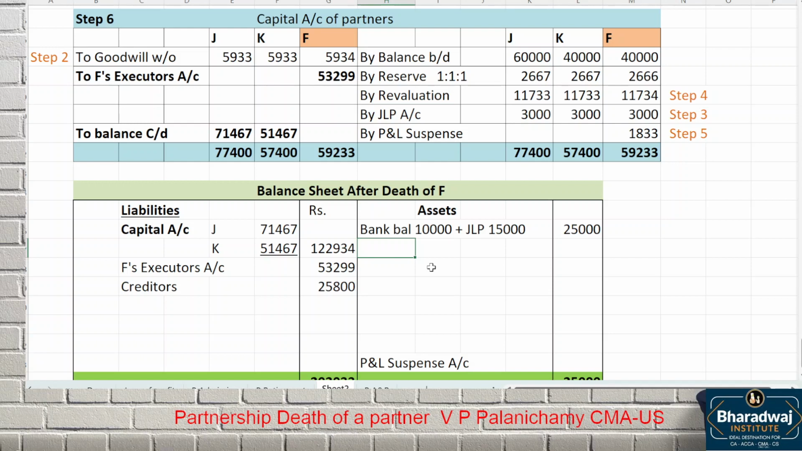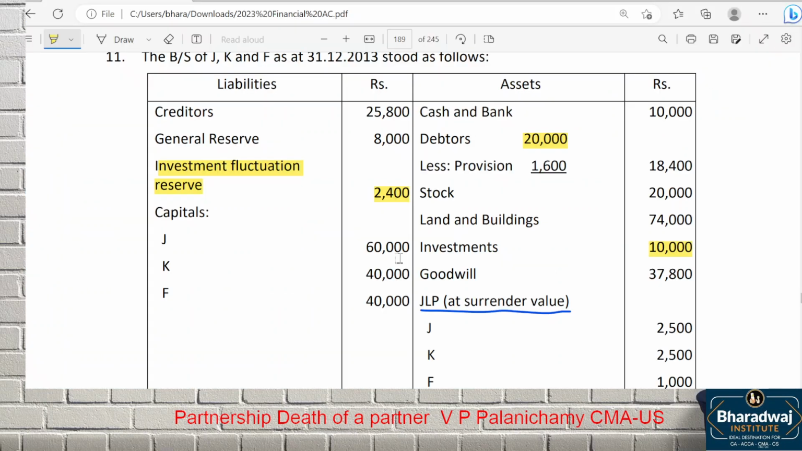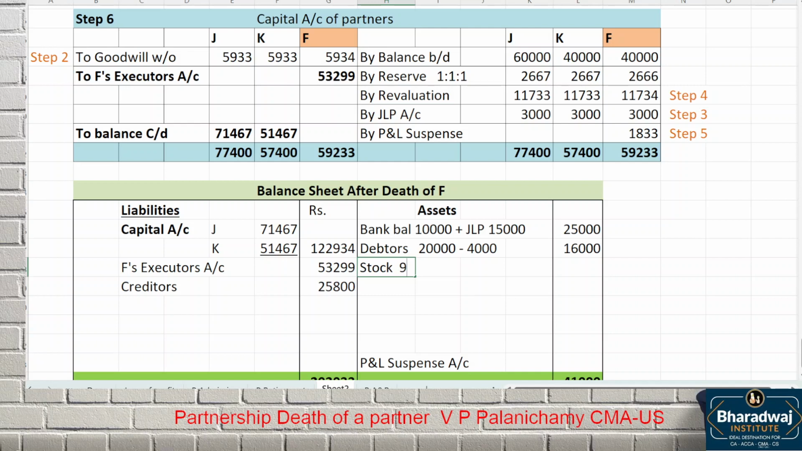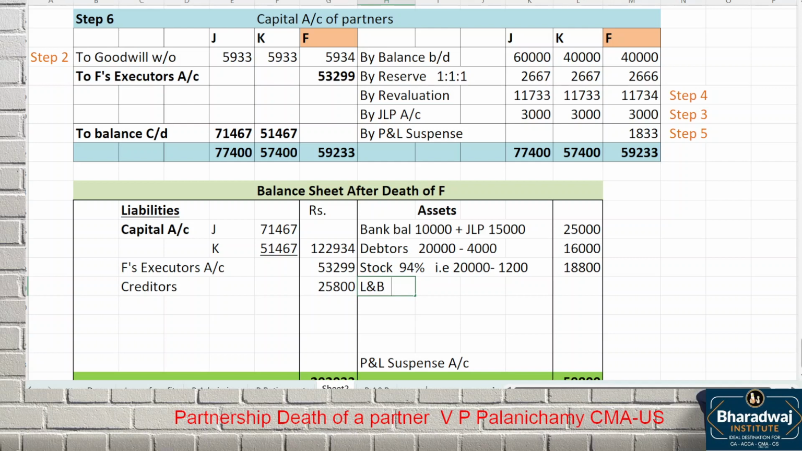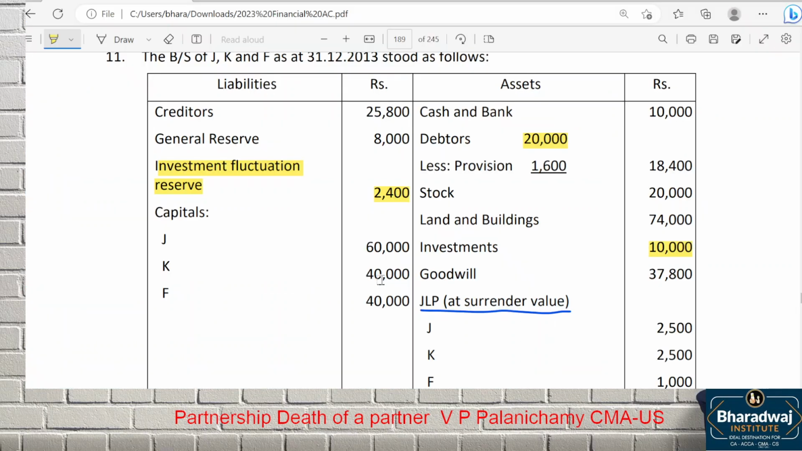Then debtors: 20,000 minus new provision 4,000, 16,000 will be the debtors balance. Then stock, 94%, that is 20,000 minus 6%, 1,200, gives 18,800. Correct? Next, land and buildings plus 50%. That is 74,000 plus 37,000. 1,11,000 will come.